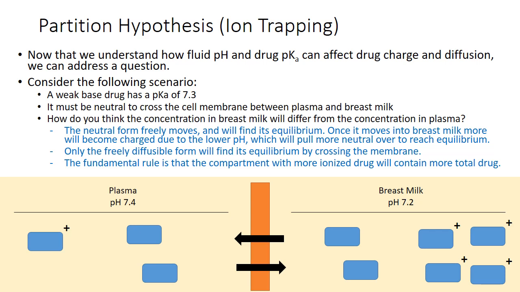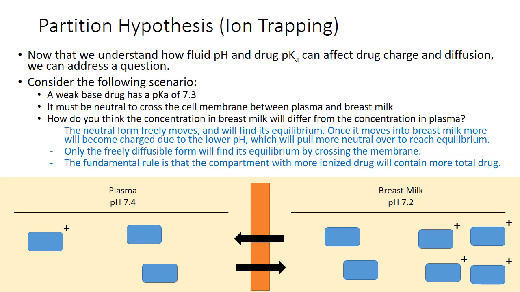But if you have a drug that falls in between, in this 7.3 range, you can get it trapped, because once it is ionized, it does not like to diffuse. We've already talked about that, right? So it gets kind of stuck here. The general rule is that if one tissue has more ionized drug, it should contain more total drug, because only the unionized drug can diffuse back and forth.